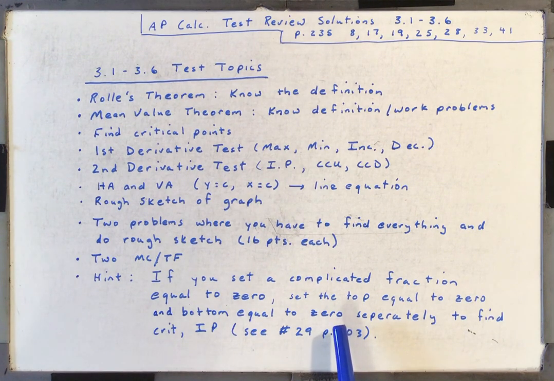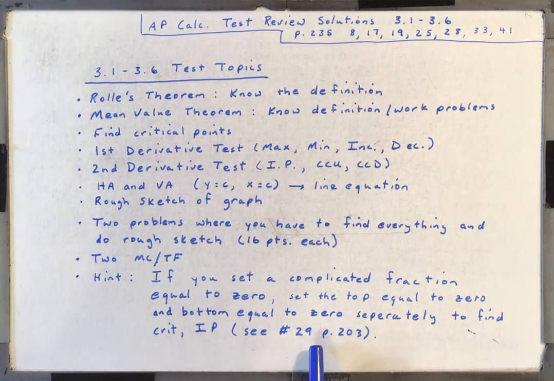So you don't have to have this tremendously complicated fraction that you set equal to 0 and try to solve. Remember, it's really just about the top and the bottom separately. And if you want to remember what I'm talking about, just see number 29 on page 203 that we worked on the last homework in order to see what we had to do that.